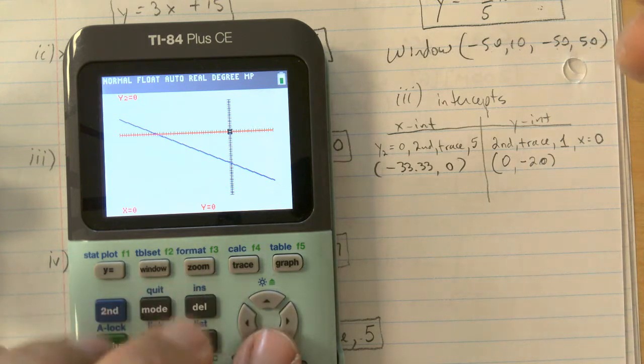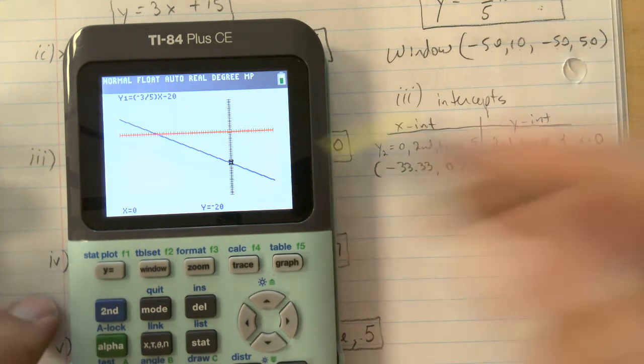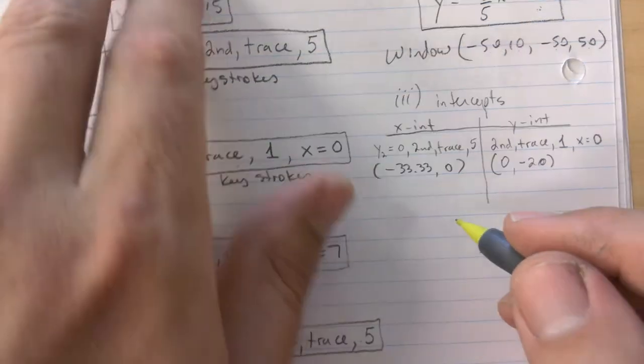Yeah, so arrow up is the way. Don't go side arrow, okay? Once you find the point, if you go sideways, you have to redo it because it will move it, okay? So 0, negative 20, you've got the intercepts. Good.